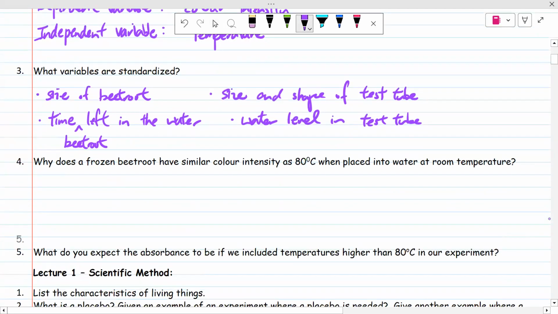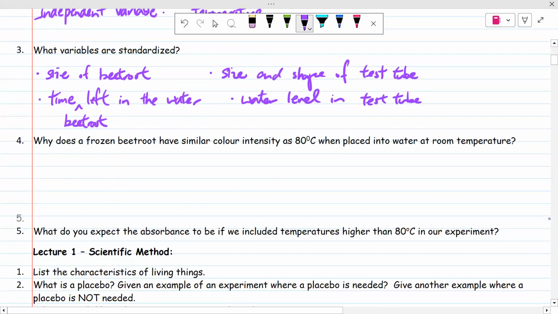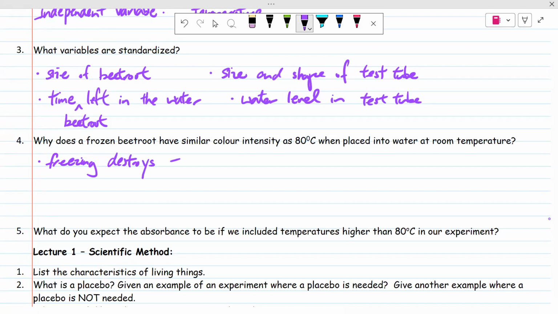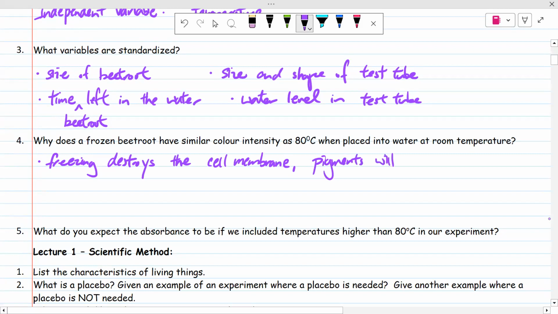Why does a frozen beetroot have similar color intensity as 80 degrees when placed at room temperature? I told you in class, freezing destroys the cell membrane. Pigments will leak out, will leak out even at room temperature.